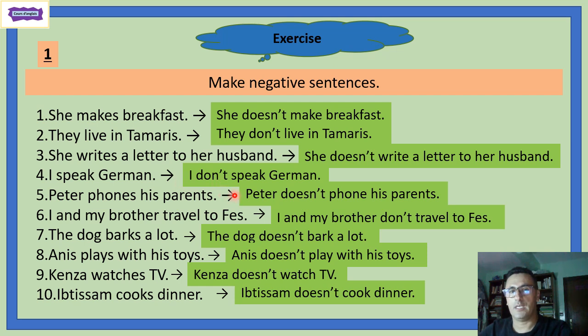5. Peter doesn't phone his parents. 6. I and my brother don't travel to Fez. 7. The dog doesn't bark a lot.